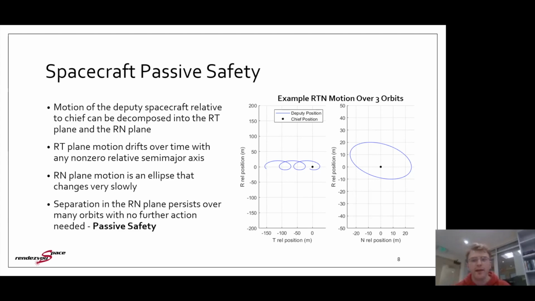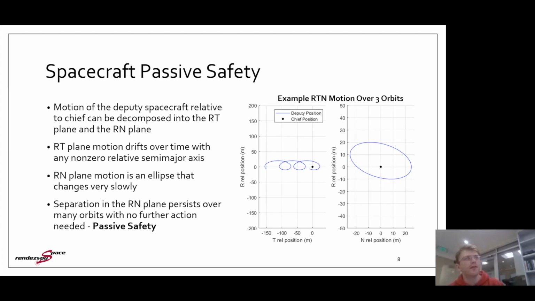So passive safety can be framed as achieving a safe separation in the RN plane. I introduced the RTN frame before. We'll decompose it a bit into the RT plane and the RN plane. This is a convenient distinction to make because the RN plane displays very periodic motion that changes very slowly over time. So I'm showing over a few relative orbits, or few orbits of the formation around the Earth.